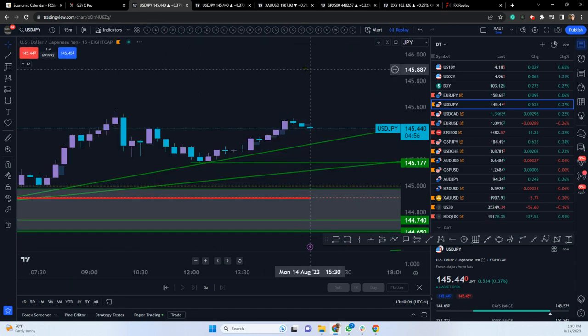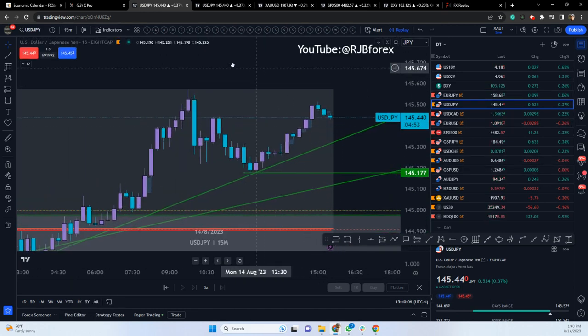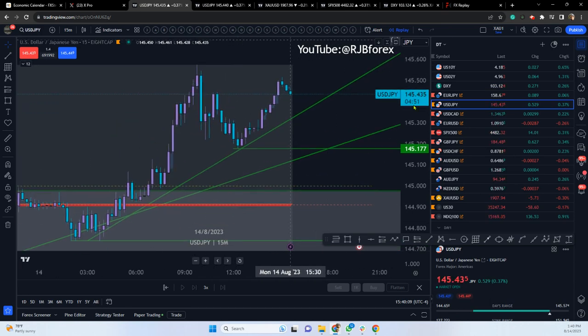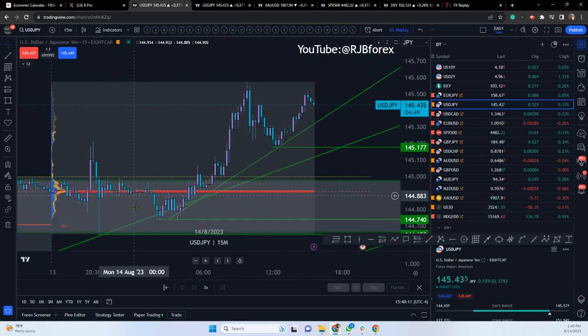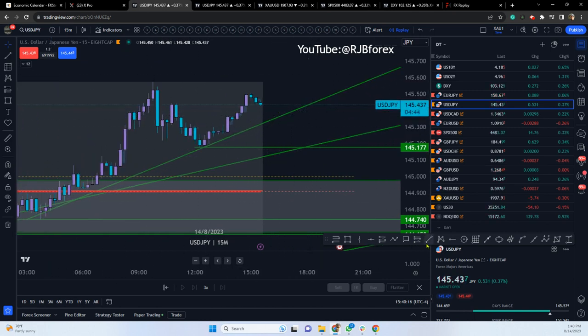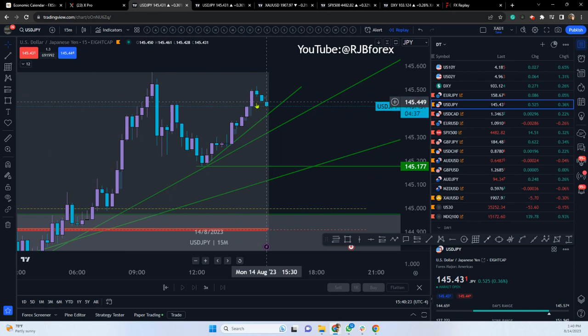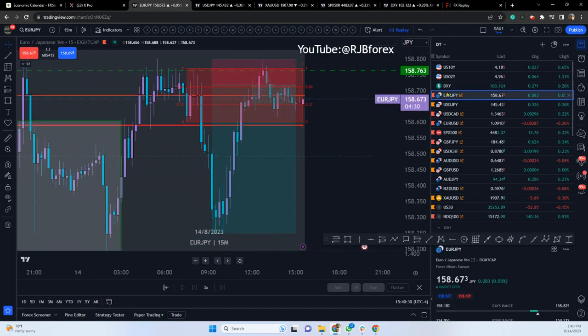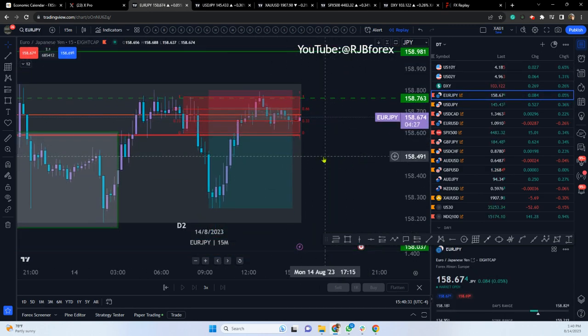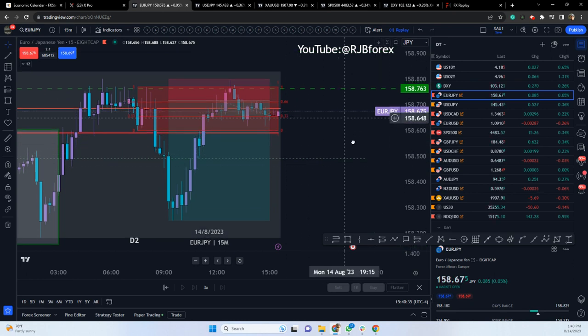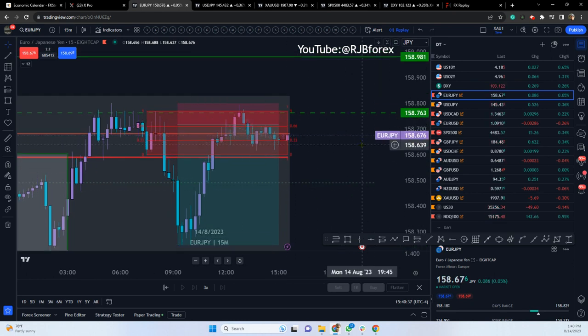On the 15-minute chart, same. Okay, we've got this micro trend here building. Pull it in even further on the 15-minute there. So if we see that yen start to firm with dollar weakness, we'll have a creeping scenario in euro yen to the downside.